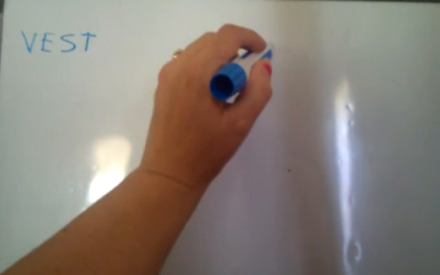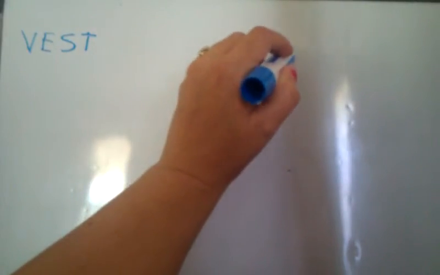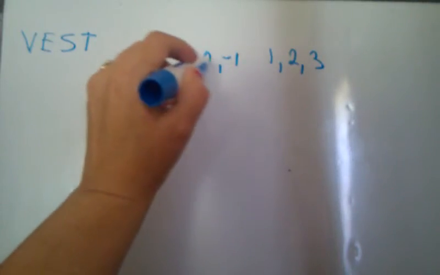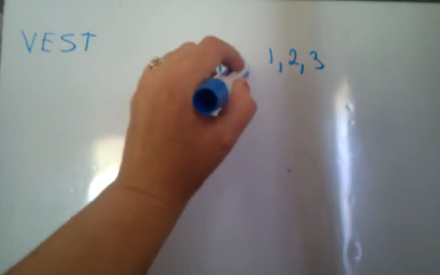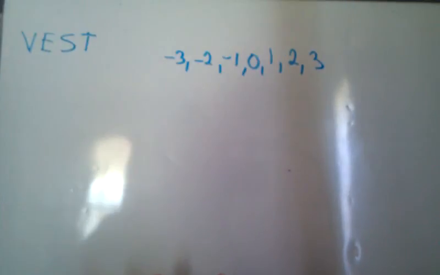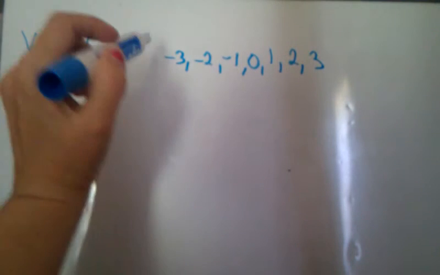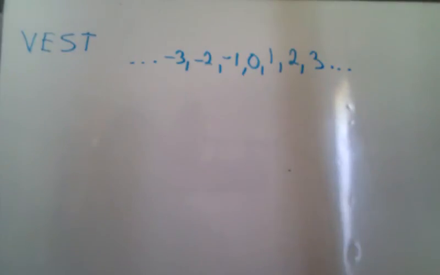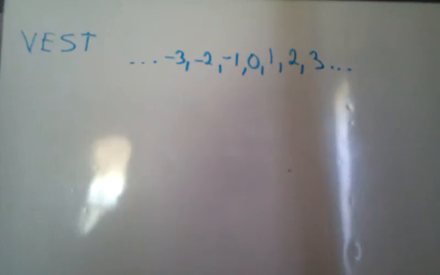Do you remember what an integer is? Integers are whole numbers and their opposites. Okay, whole numbers and their opposites. 0 doesn't have an opposite. So it's positive numbers, negative numbers, and 0. This is what integers are. Notice there's no fractions or decimals.